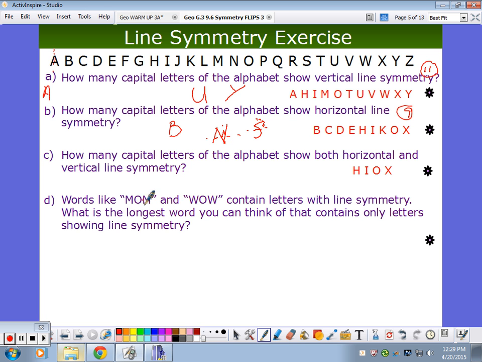So mom, this word has line symmetry. It actually has vertical line symmetry, if I fold along there, right? Wow does as well. These are vertical line symmetry. You can have words with horizontal line symmetry, like this word, right? Now you think of other words with either vertical or horizontal symmetry. That means all the letters, you fold the word in half, you get a match. If I have some words they can think of.